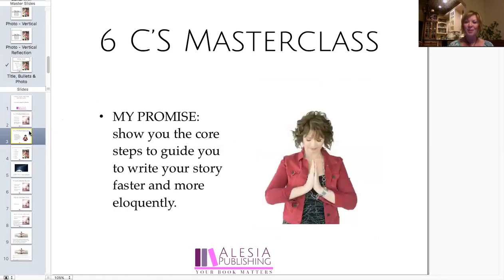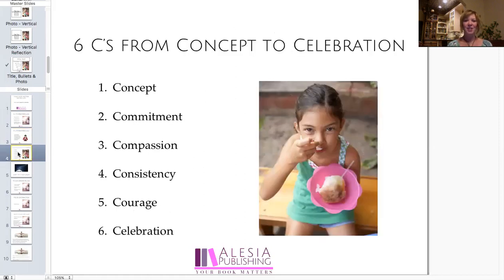My big promise to you is to show you the core steps to guide you to write your story faster and more eloquently. When you keep this in mind while you're writing, you allow yourself to be in flow so that we can shift out of our brain, always trying to turn on the analyst and the distractor, which I will share in a little bit. So here are the 6 C's.